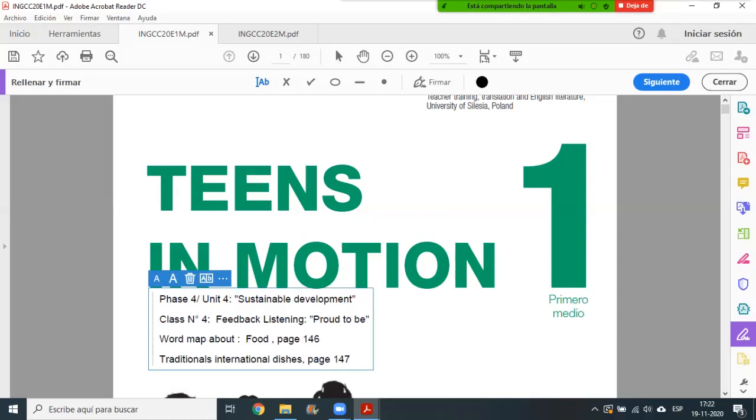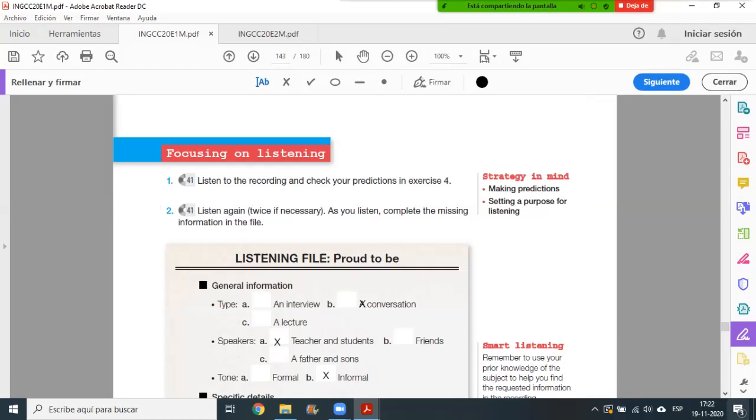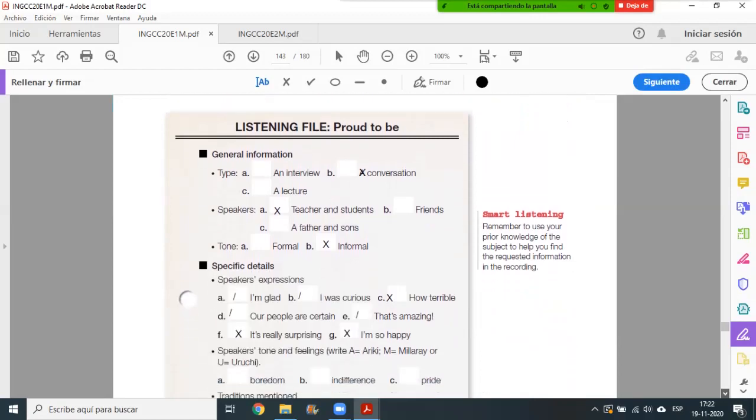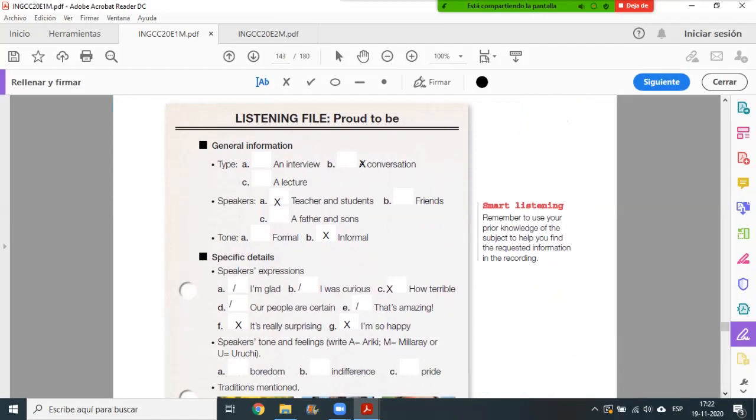So here we are going next to page 143. Here, listening, proud to be. Okay, this is the listening, and we are going to check the correct answers. Vamos a chequear las respuestas correctas. Ya, proud to be significa estar orgulloso, ¿cierto? Estamos viendo tradiciones y festividades propias de un país, de una raza. Proud to be, orgulloso de ser. Escuchamos una conversation, ya, general information, información general, tipo de presentación verbal. It was an interview, conversation or lecture, entrevista, conversación o exposición, como una charla. Era una conversation. Entonces ustedes marcan conversation.